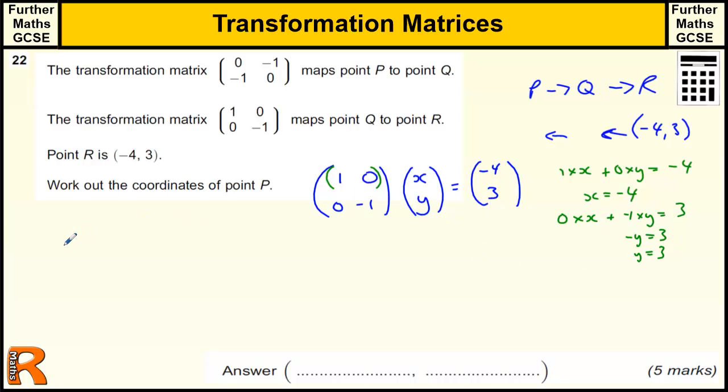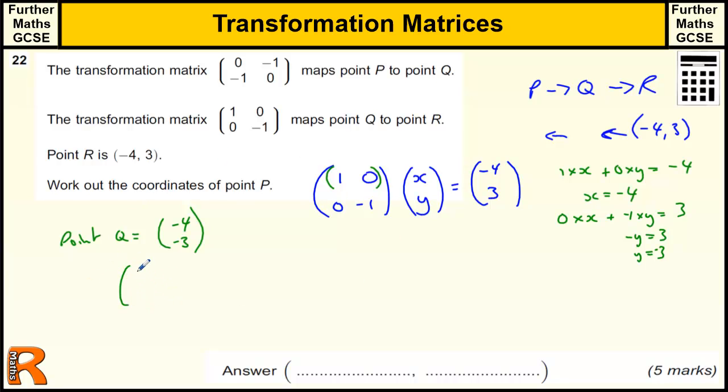So the point Q is equal to -4... I made a mistake there. That should be -3, because -y is 3, so y is -3. So that's got us back to the point Q, and then we need to go back to the point P, because that's what we're trying to find.